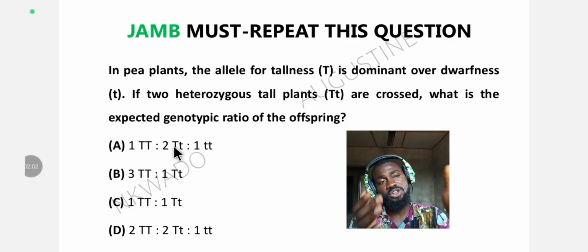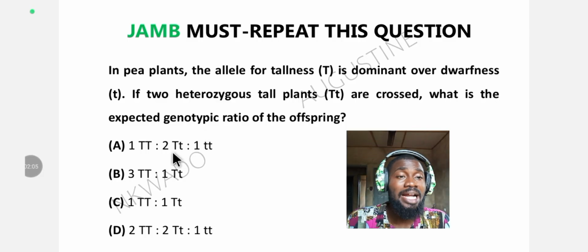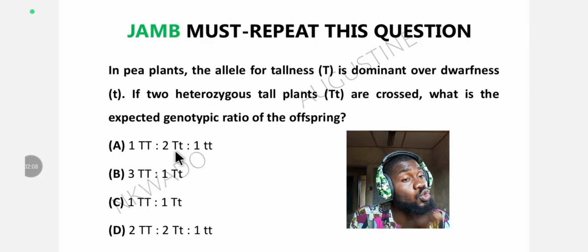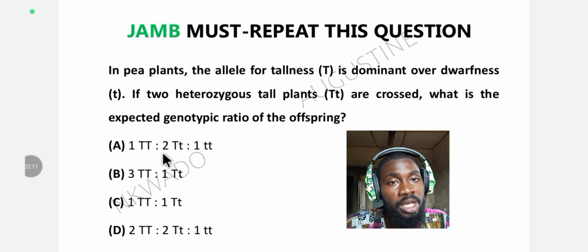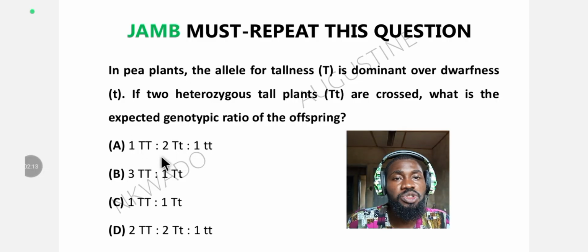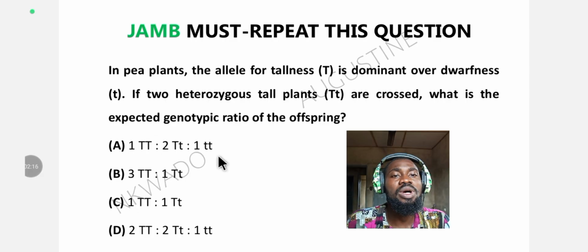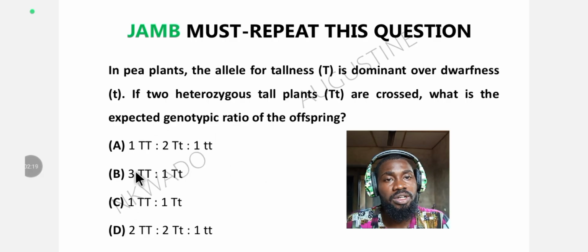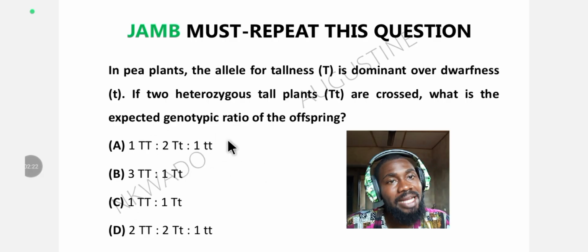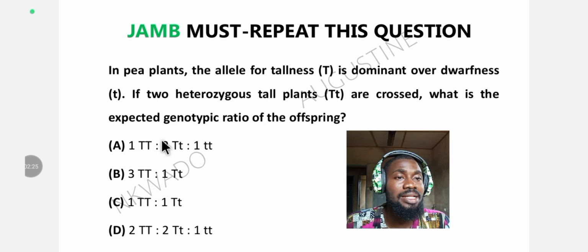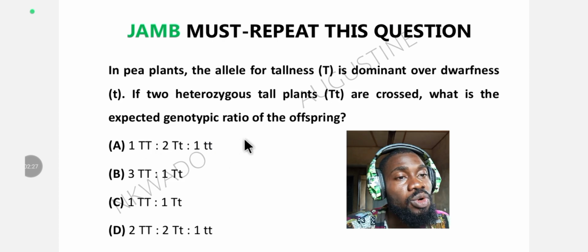Trust me, this question you are seeing on the screen is very, very easy. I'm going to show you the hard way, but I will also show you the easy way. The options here are, these are the options you see on the screen. Remember, capital letter is dominant, it stands for dominant, while small letter stands for recessive.